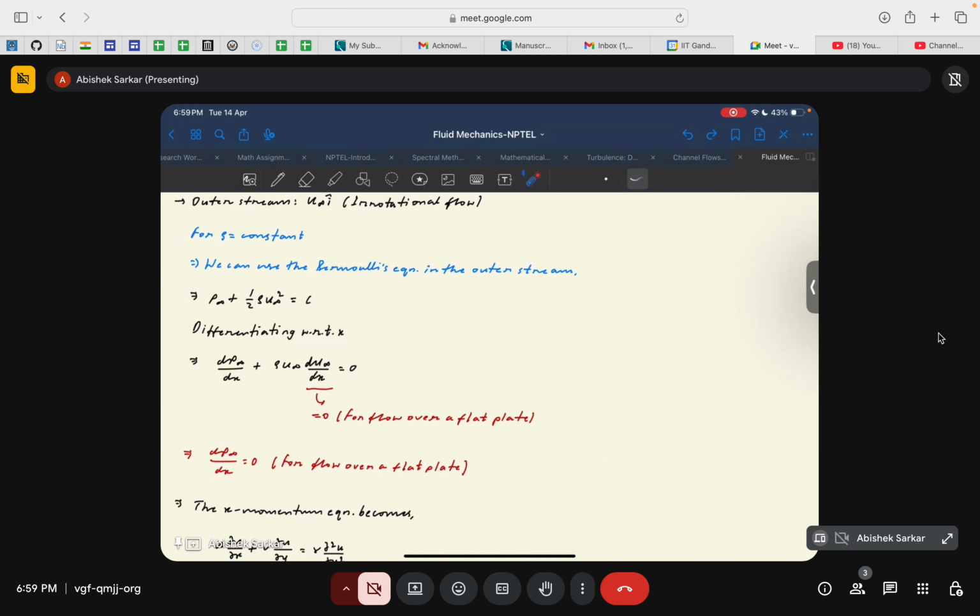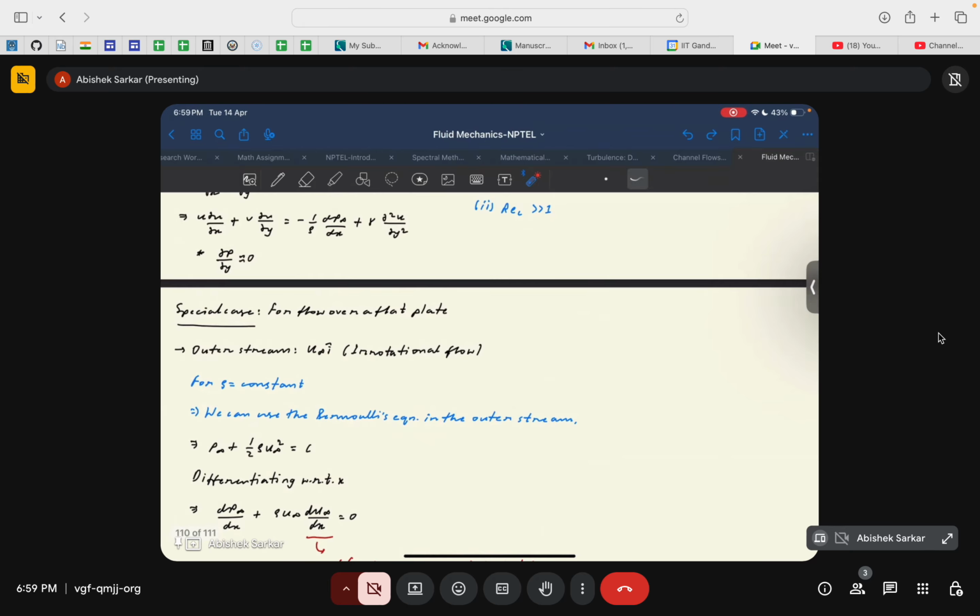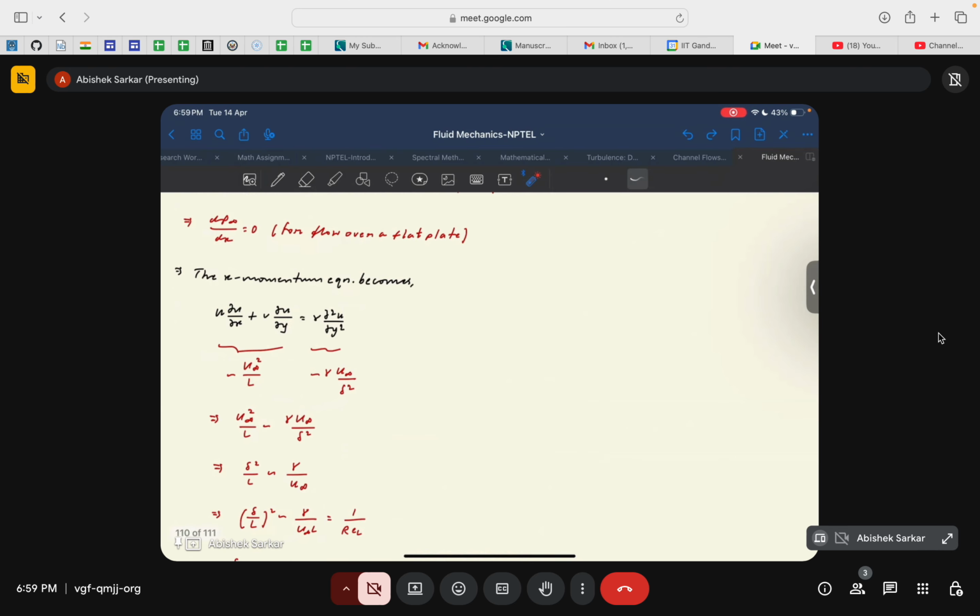I will not say P infinity is constant. I will say that P infinity does not vary along the x direction. So if that's the case, then this term dp infinity by dx is also equal to 0 in the case of flow over a flat plate. Okay. So if that's the scenario, then our x momentum equation simplifies to only this equation. u dou u by dou x plus v dou u by dou y equals nu dou square u by dou y square. I should write it explicitly for flow over a flat plate.